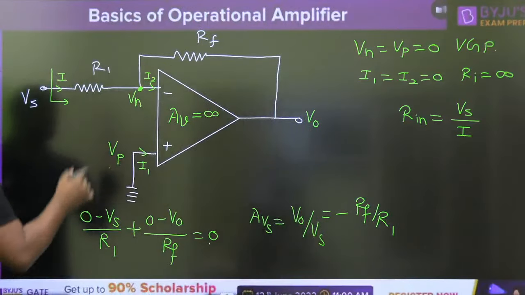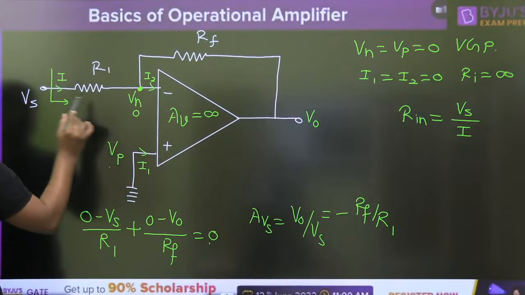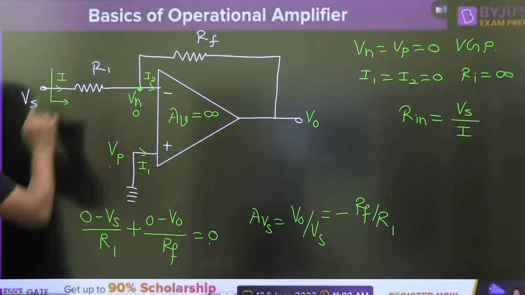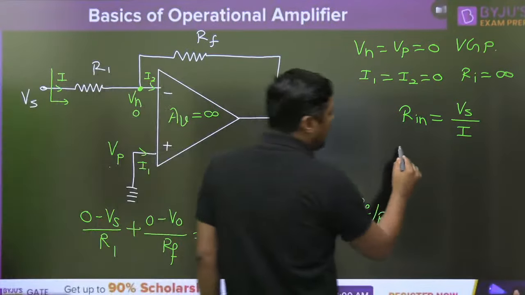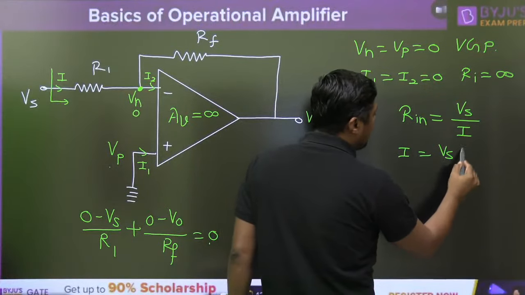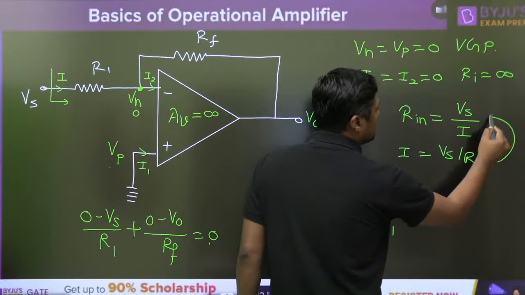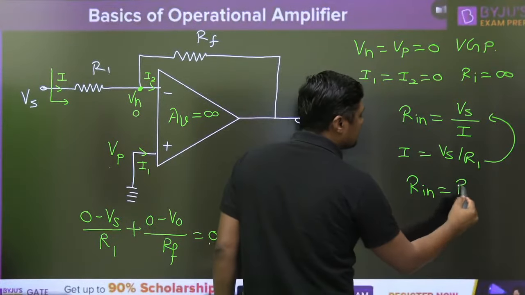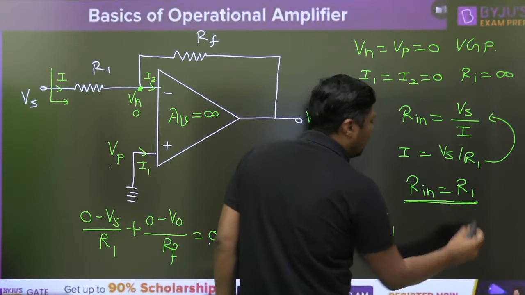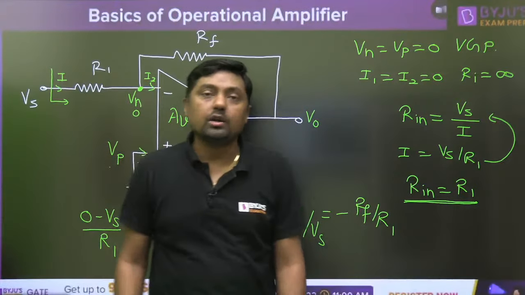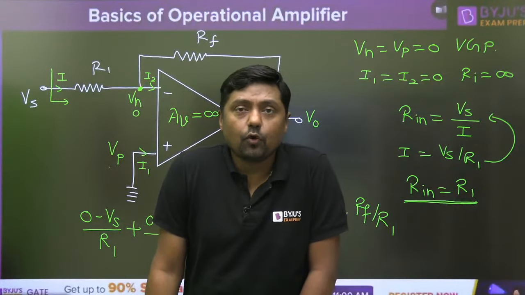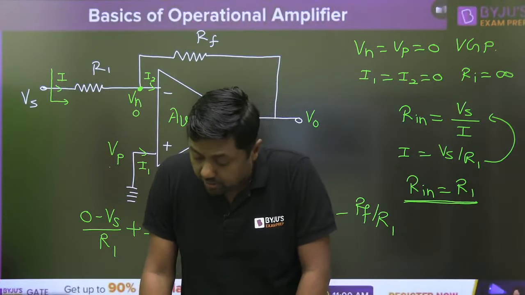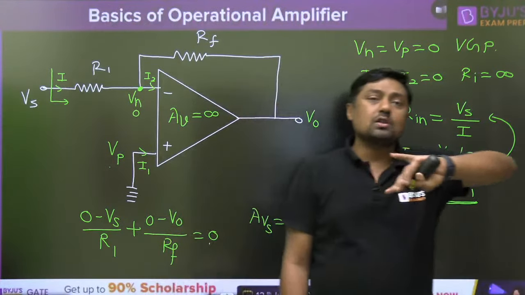So in this case, since this voltage is 0, what is the current given by this? Vs minus 0 by R1. Here I will become Vs by R1. Put it here, Vs cancels, and you will get Rin is equal to what? R1. Rin is equal to R1. That is the simple logic for this particular question. Rin is equal to R1.